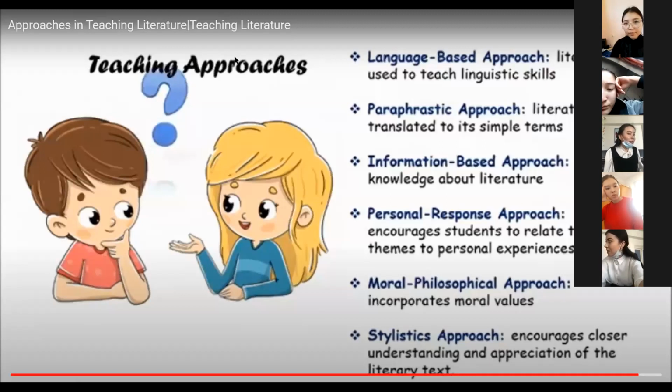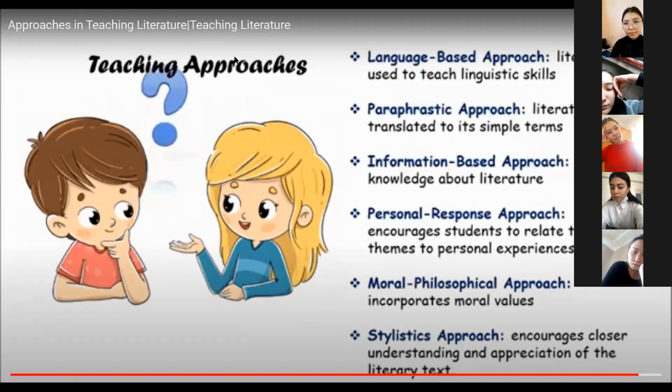Okay, the last one, the stylistic approach. So, dear students, what have you learned about the stylistic approach? They will develop their understanding about the text. Okay. It encourages close understanding and appreciation of the literary text. So, what is stylistics? Have you ever studied a stylistics subject? Dear students, what course are you in right now? It is linguistic analysis. Yes, this is linguistic analysis.